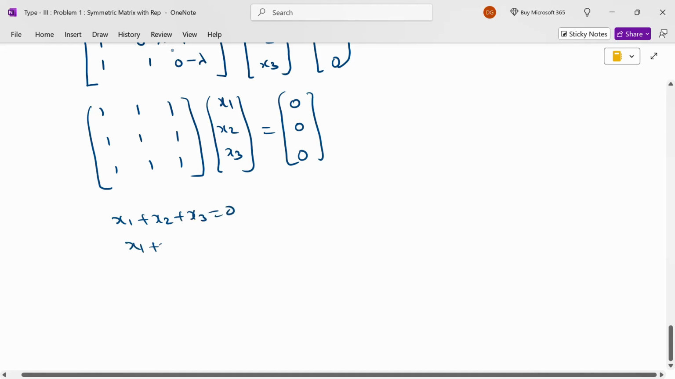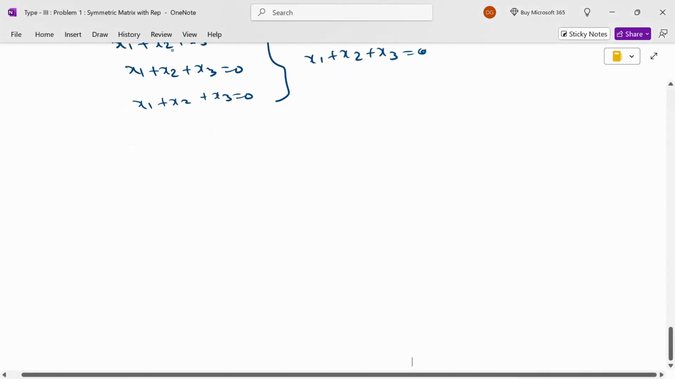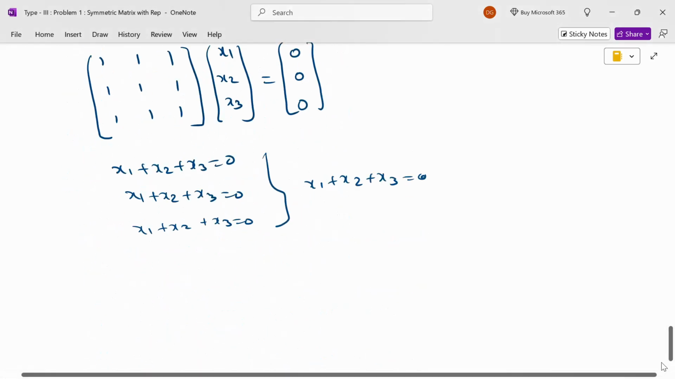The second equation is also the same equation. So all the 3 equations are the same. Look at this, all the 3 equations are the same, so we only have to consider one equation. For this equation, you can take any one variable to be 0. Now the equation is x1 plus x2 plus x3 equal to 0.